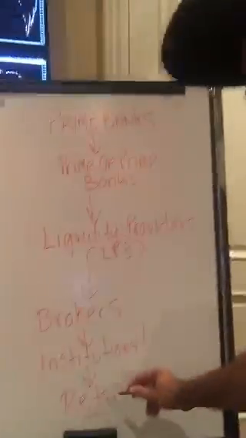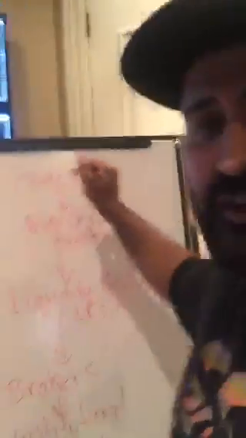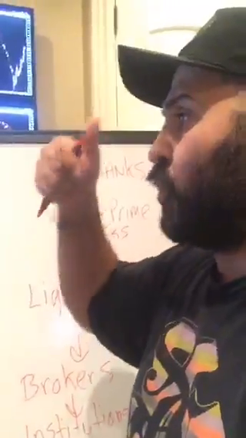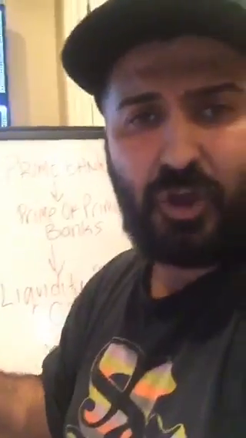Alright? So look at this list. The prime banks are at the top. Prime banks are like Citibank, Morgan Stanley, HSBC Hong Kong, Credit Suisse. Those guys are the prime banks. Then you got prime of prime banks. Banks like, for example, Saxo Bank, S-A-X-O, Saxo, Dukascopy Bank. They're prime of prime banks.